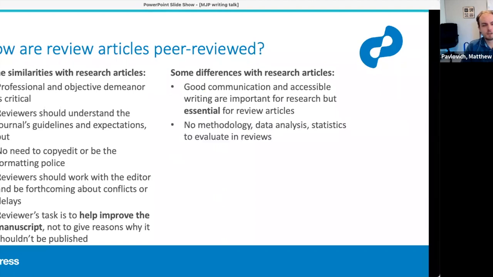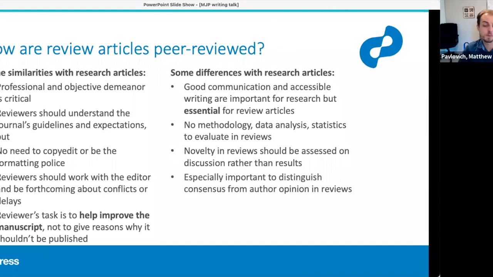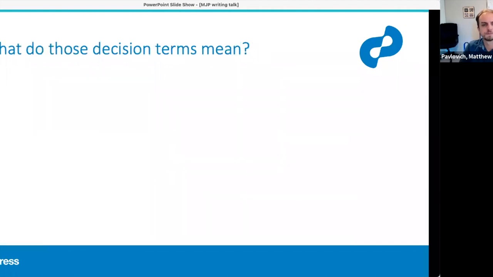There's no methodology. We talked a little about this at the beginning with the meta-analysis, but there's no statistics, there's no data analysis, no figures, no graphs, anything like that. When you're thinking about novelty, you're thinking about discussion rather than results or experimental design. It's really important to distinguish field consensus from author opinion, and timeliness is a bigger deal. Even if a field isn't super pertinent right now, if you have a new finding, you can still publish it. But there might not be a good reason to publish a new review.